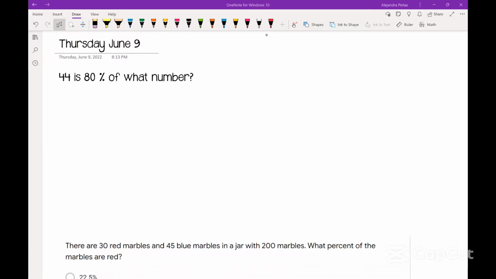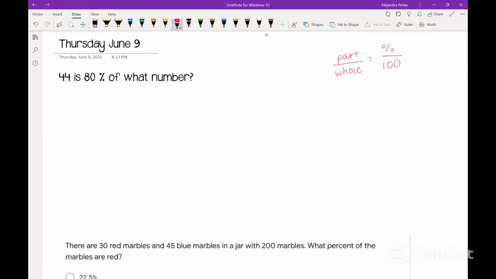When you're working with percents, really what you're going to need the most is the percent proportion. That's always going to be your best friend, and it's always going to be the best strategy. The percent proportion looks like this: part over whole is equal to percent over 100.